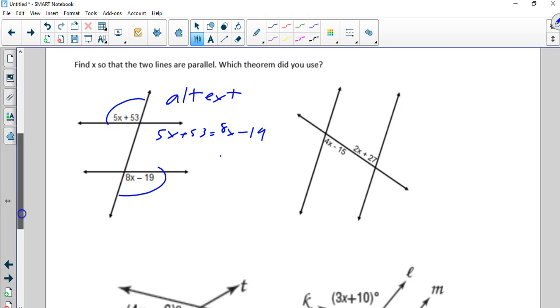Well, if I subtract 5x, I get 3x. And if I add 19, I get 72, which means x is 24. If I plug in 24, I do 24 times 8 minus 19, and 24 times 5 plus 53, I'll get the same answer, which proves that the lines are parallel.